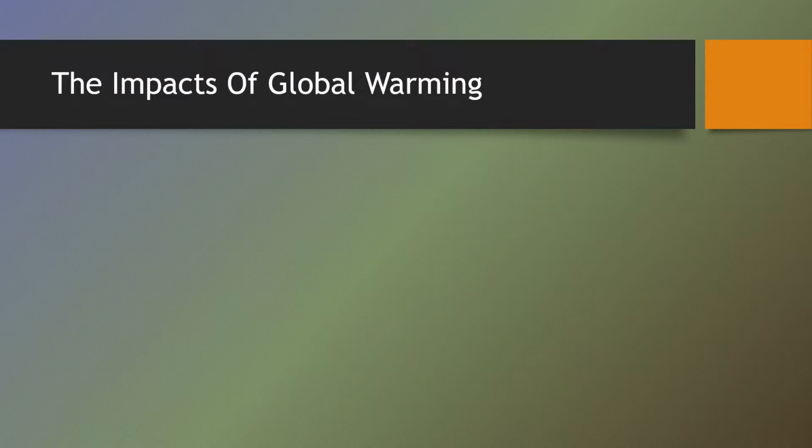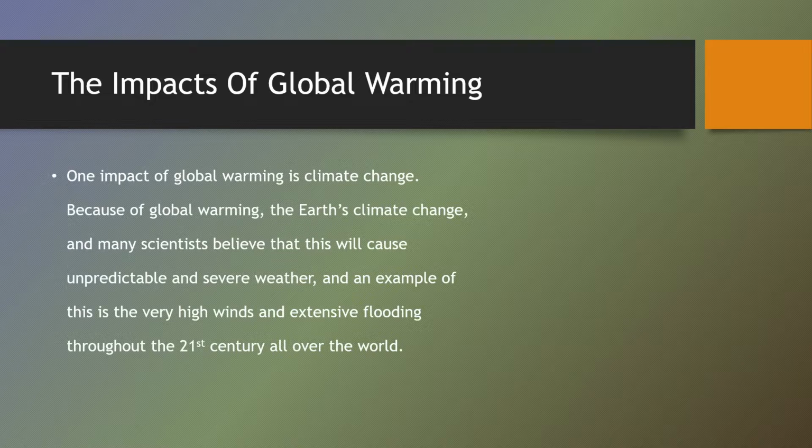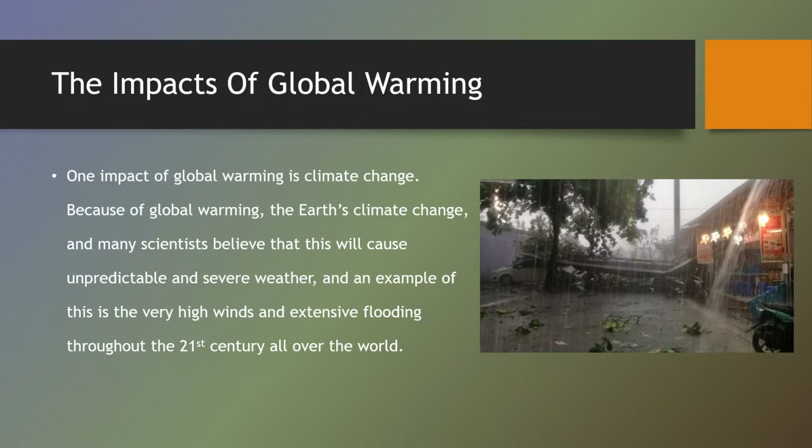Next, the impacts of global warming. One impact of global warming is climate change. Because of global warming, the Earth's climate changes, and many scientists believe that this will cause unpredictable and severe weather. An example of this is the very high winds and extensive flooding throughout the 21st century all over the world. As you can see here, this is a very large rain.